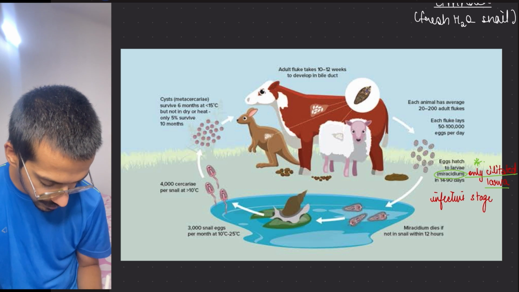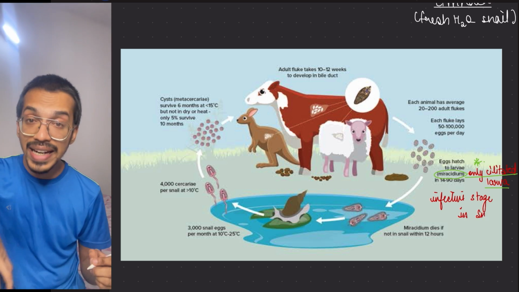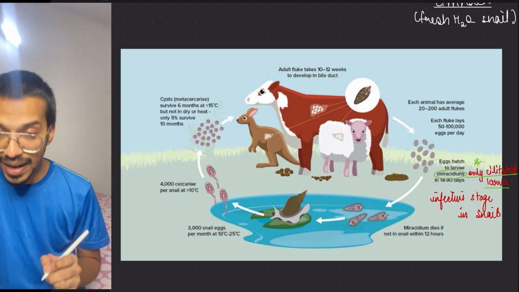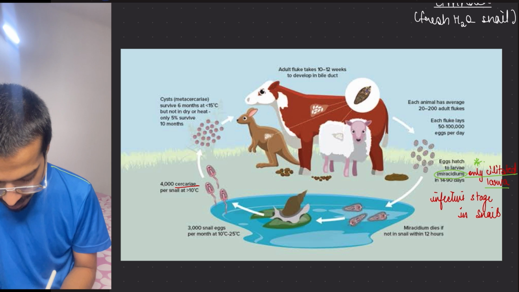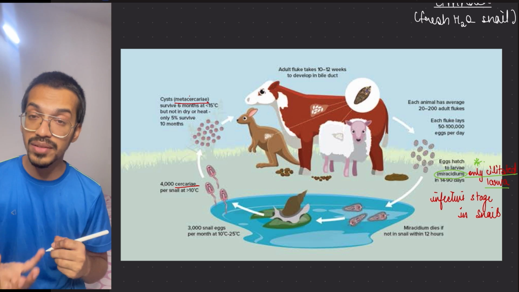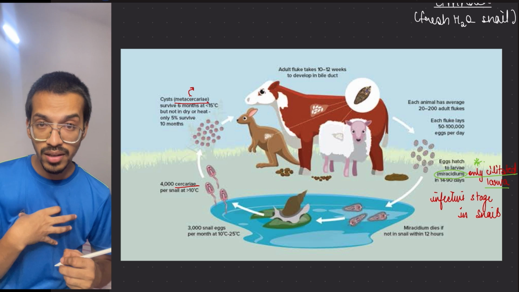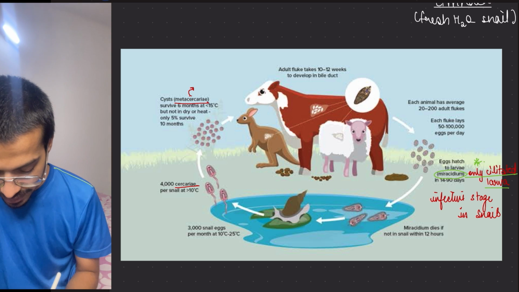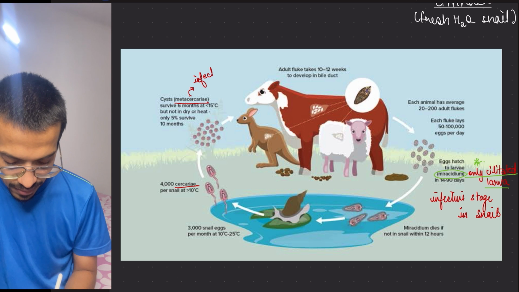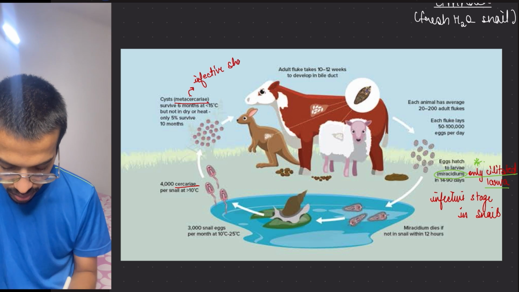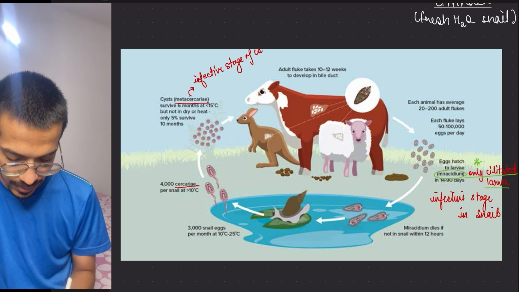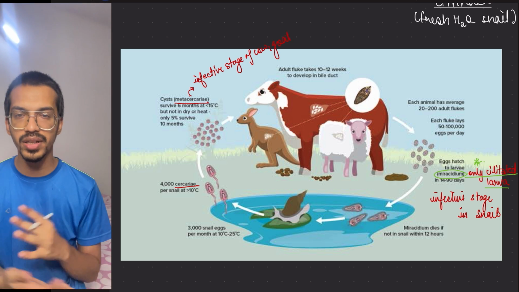in the snail, and inside the snail it comes out in the form of cercariae and metacercariae. This metacercaria is what? It will be ingested by any herbivore. And this is the infective stage of the cow, goat, buffalo, whatever it is.